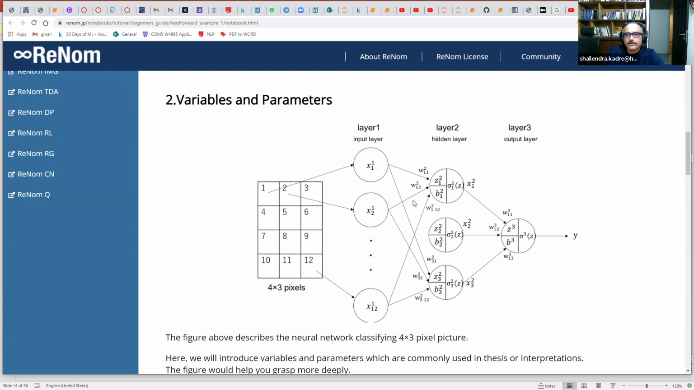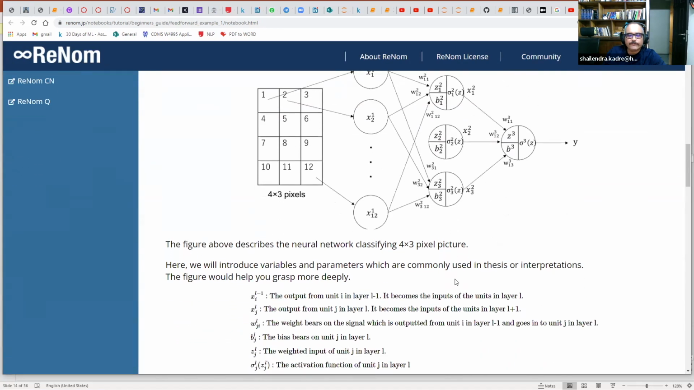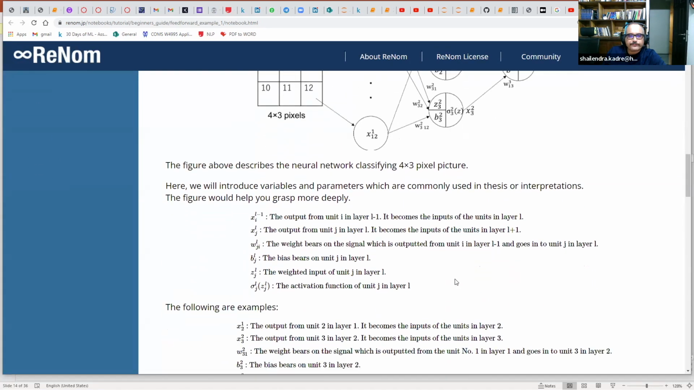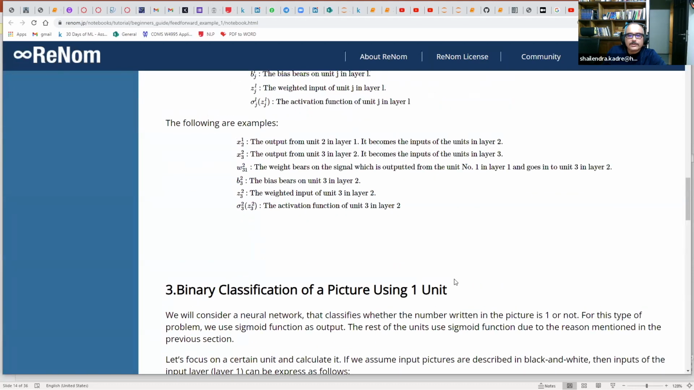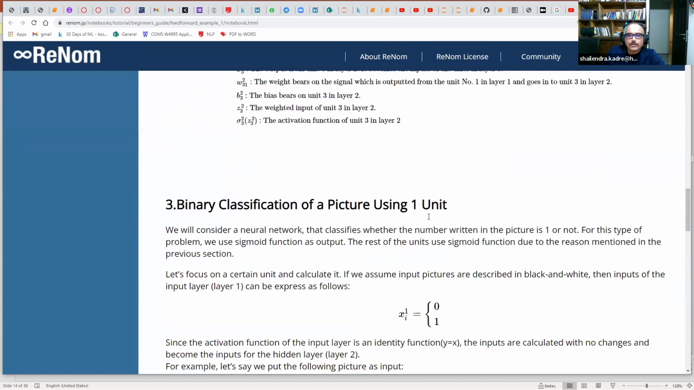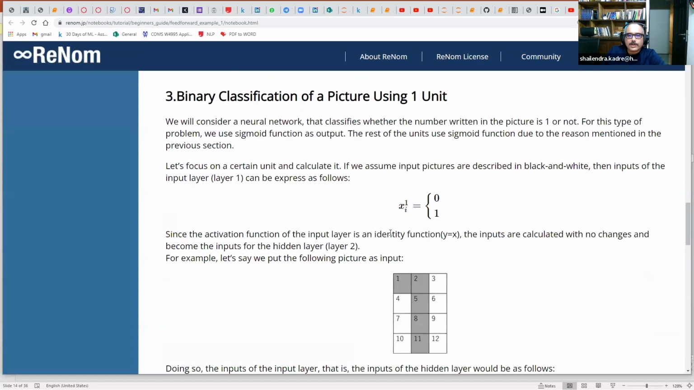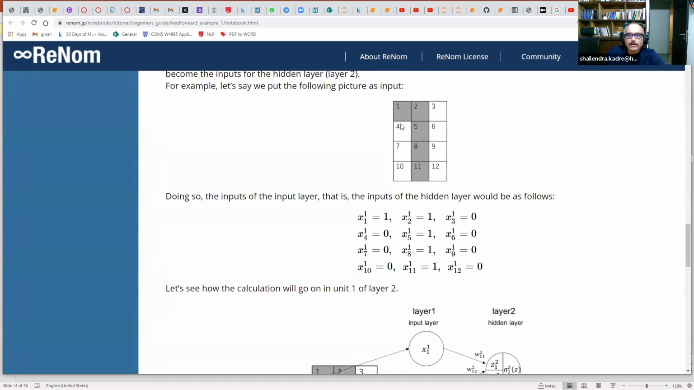If we see operations only for the first neuron of the hidden layer, it is connected with all the input neurons. So how does the calculation go? You see here, x1 equal to 1, x2 equal to 2, x3 equal to 0, x4 equal to 0. Like that we have x1, x2, x3.